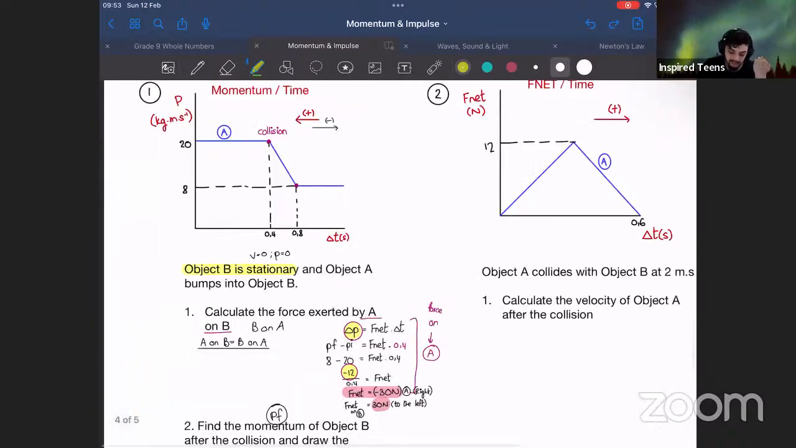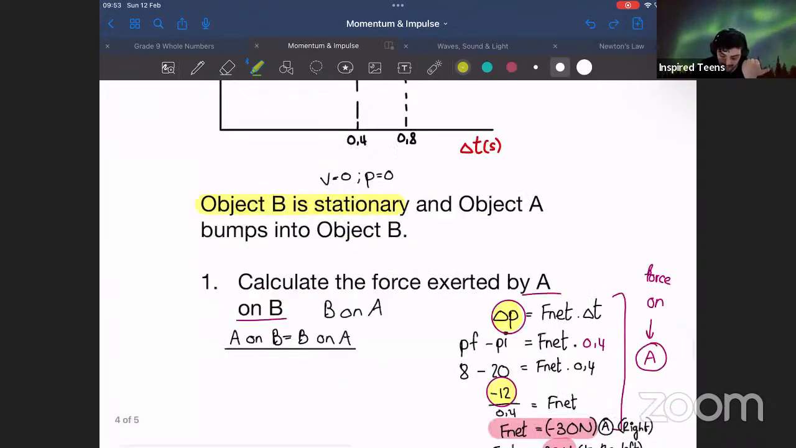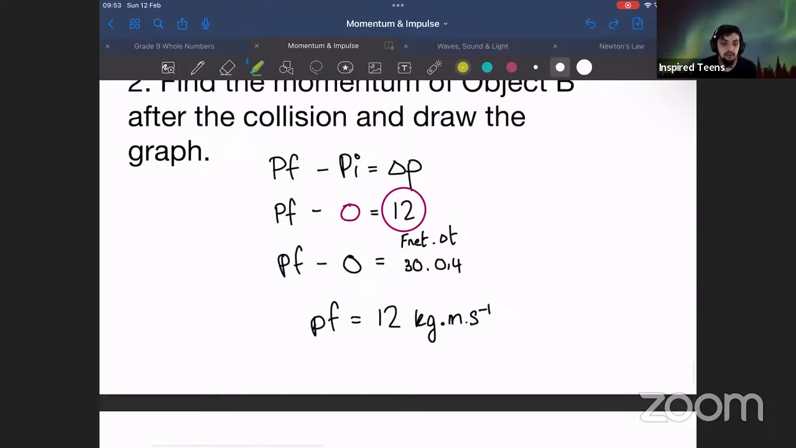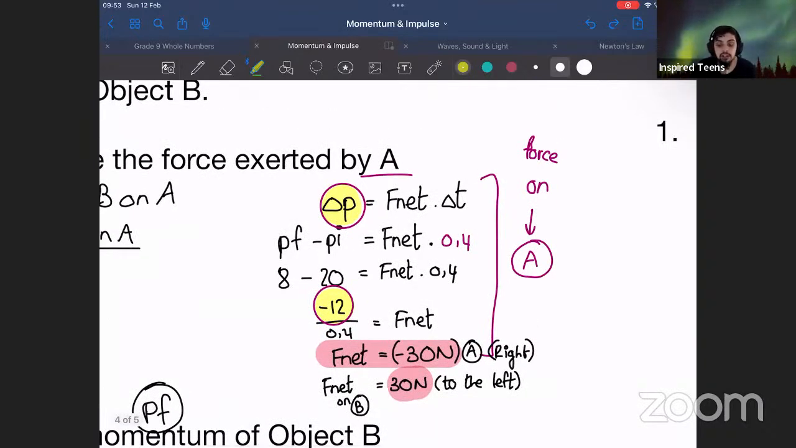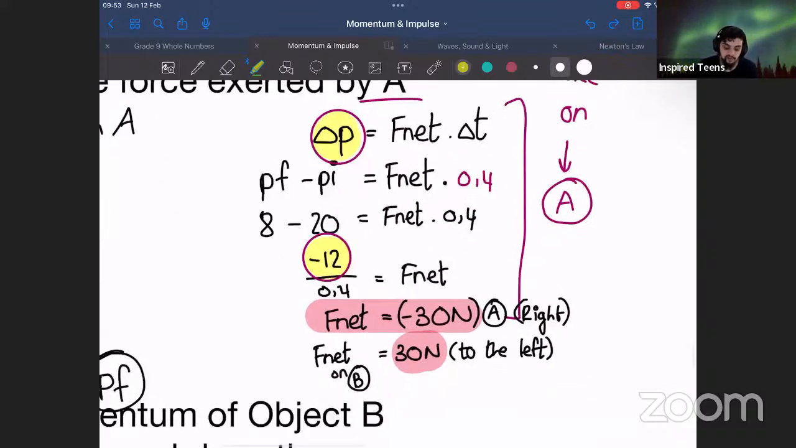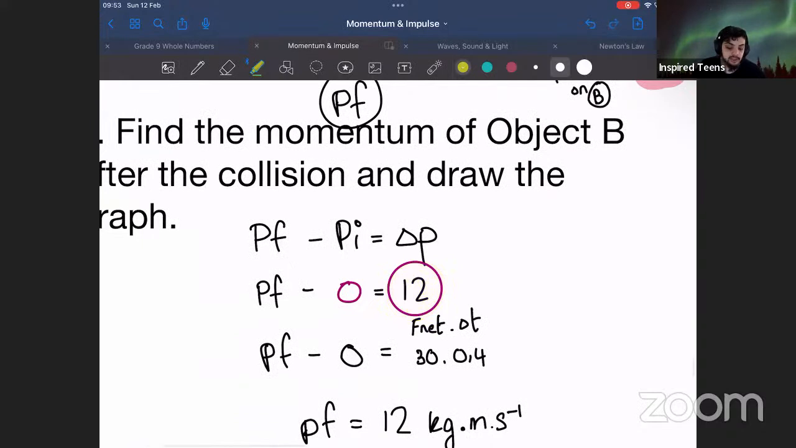For P initial, from the information that object B is stationary, we can say that the momentum initially is 0 because it has no velocity. Now, for its impulse, we have barely any information about object B, but we can use the impulse of object A because during collisions, impulses remain the same. However, they are opposite in direction, equal in magnitude. So this impulse is negative. The impulse for object B is positive. For the person who asked why it is positive, that's why.